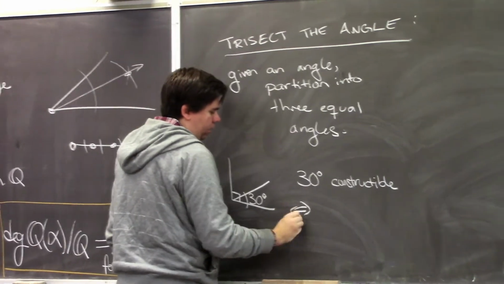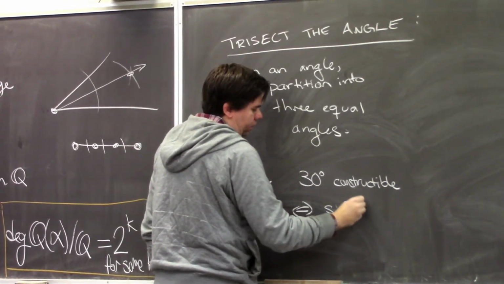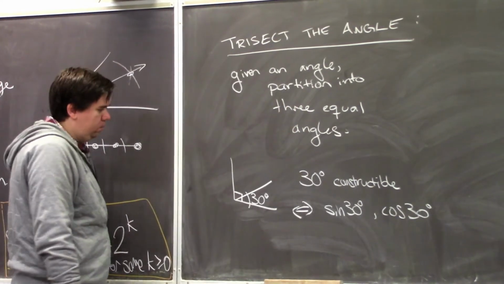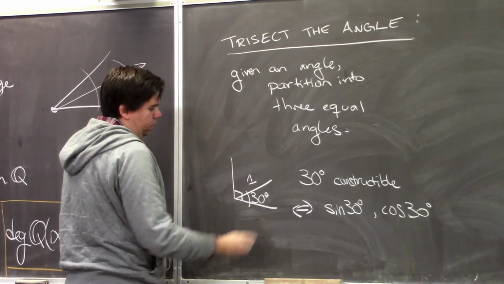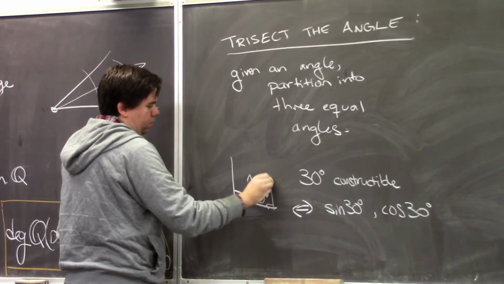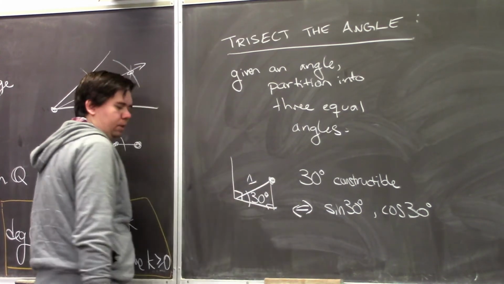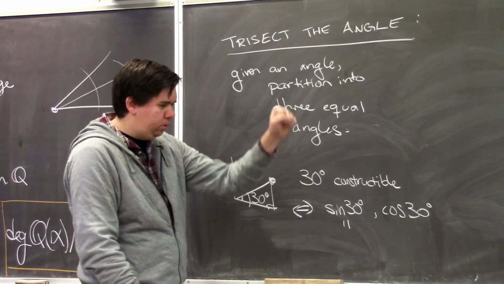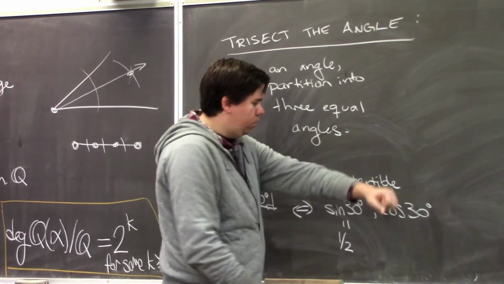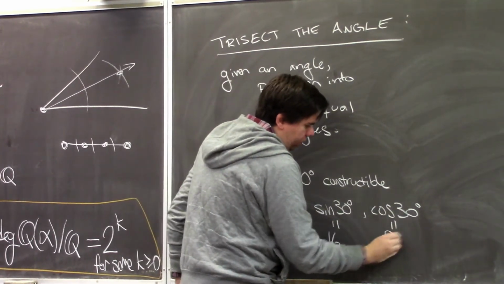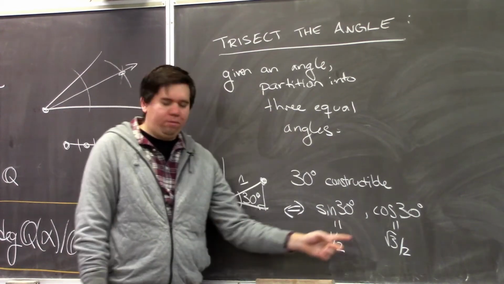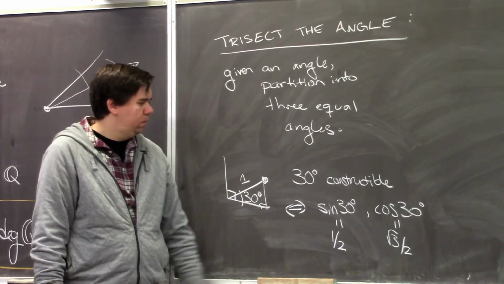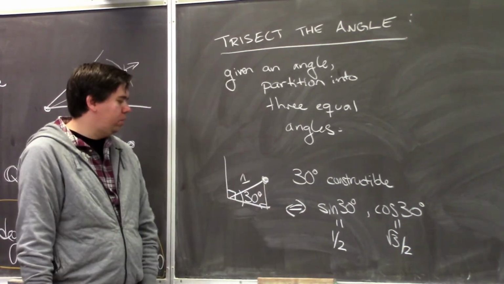That's equivalent to saying that you can construct sine of 30 degrees and cosine of 30 degrees, because given something of length 1, you just need to be able to determine the x and y coordinates. And then you know that sine of 30 degrees is just a half, and cosine of 30 degrees is out at √3/2. And since these are numbers that we can get from addition, multiplication, subtraction, division, and square rooting of the rationals, these are constructible. So you can construct 30 degrees.